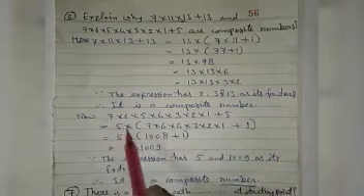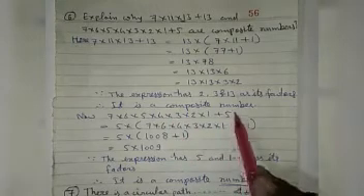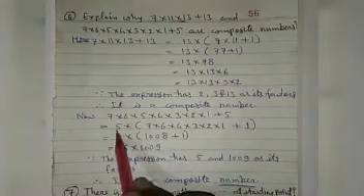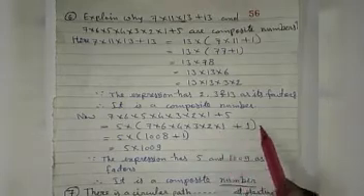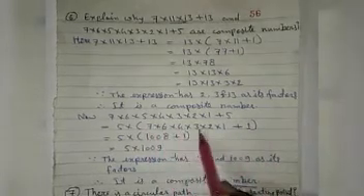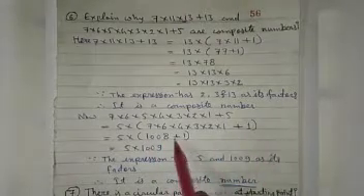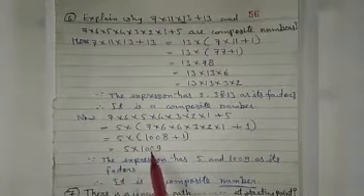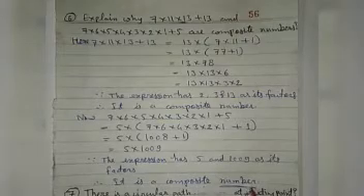Similarly, we can see that second number 7 into 6 into 5 into 4 into 3 into 2 into 1 plus 5. Here 5 is also common in both the terms. So 5 is taken as common. It will give 5 into 7 into 6 into 4 into 3 into 2 into 1 plus 1. Multiplying 7, 6, 4, 3, 2, 1 will give 1008, means 1008 plus 1. It will give 1009. So here 5 is a prime number and 1009 is also a prime number. The expression has 5 and 1009 as its factors. So it is also a composite number.